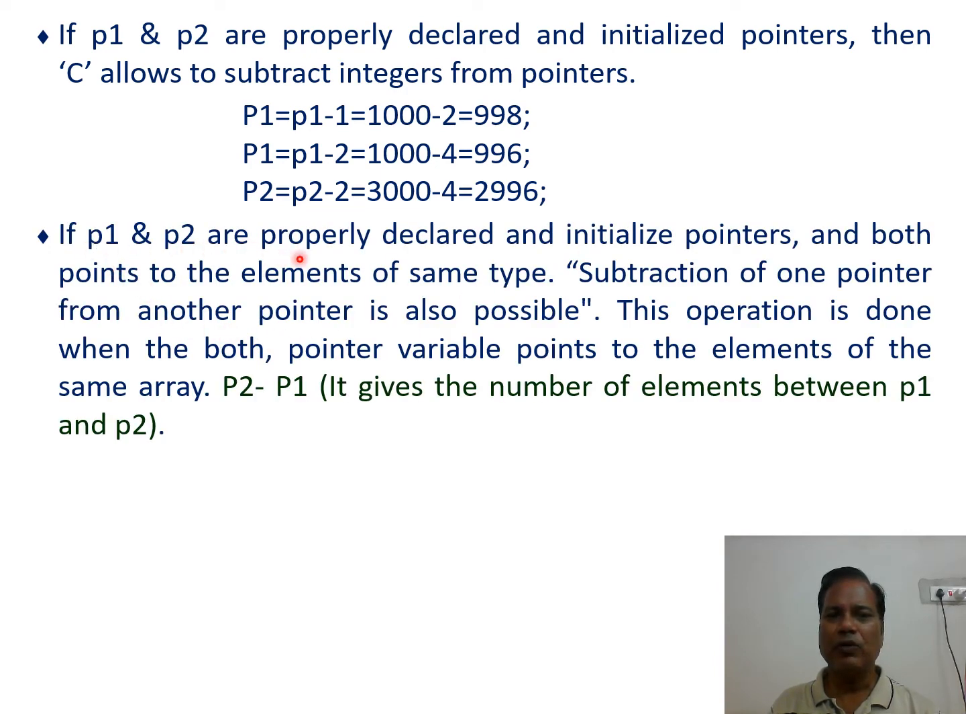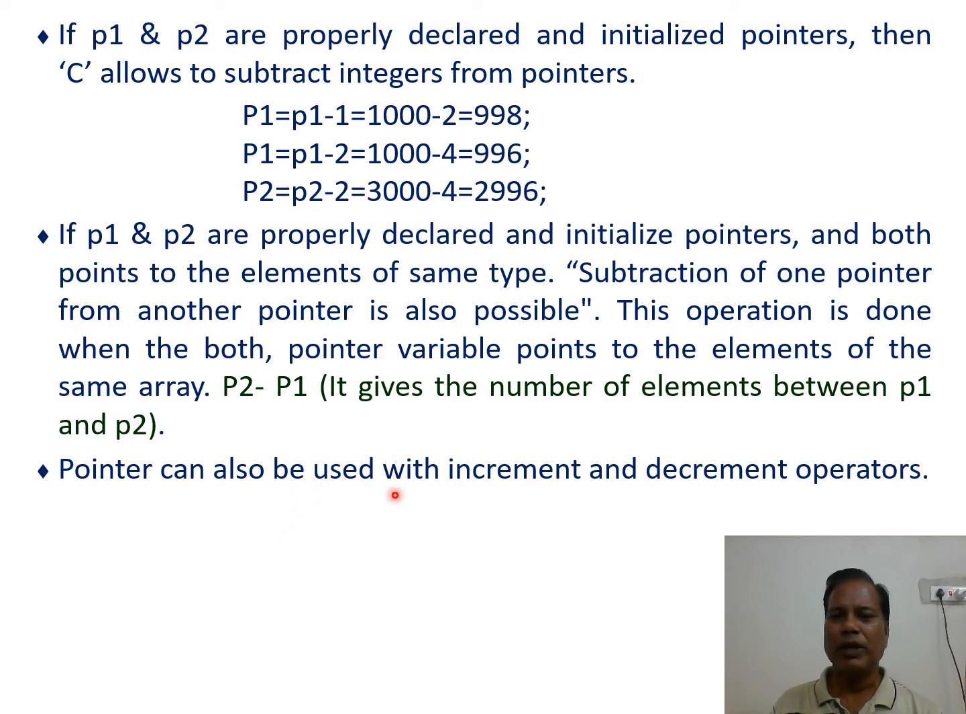If P1 and P2 are properly declared and initialized pointers and both point to elements of the same type, subtraction of one pointer from another pointer is also possible. This operation is done when both pointer variables point to elements of the same type of array. P2 minus P1 gives the number of elements between P1 and P2.